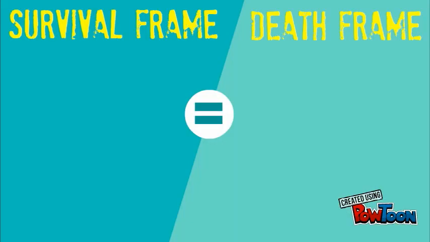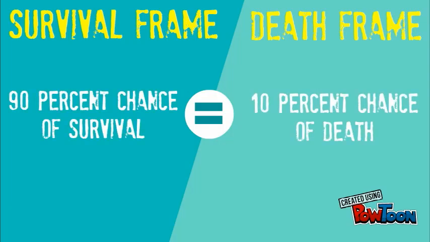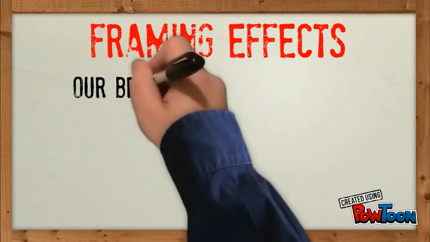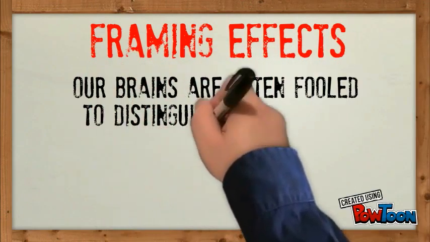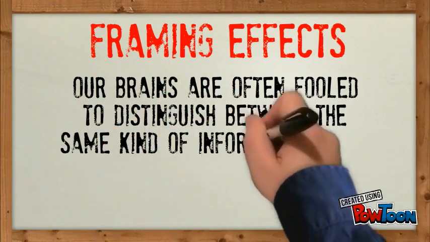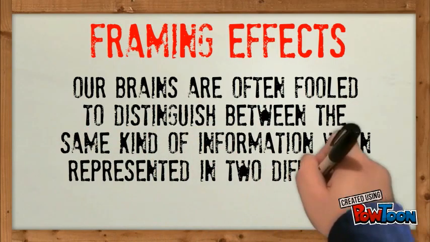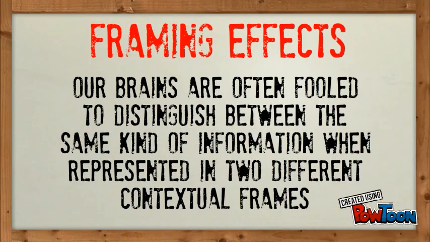Mr. Superhero prefers the survival frame, although the two choices are typically the same in terms of probability. The cognitive bias, which is playing here, is framing effects, which means that our brains are often fooled to distinguish between the same kind of information when represented in two different contextual frames. Framing effects are driven by the human nature seeking to minimize losses and maximize gains.